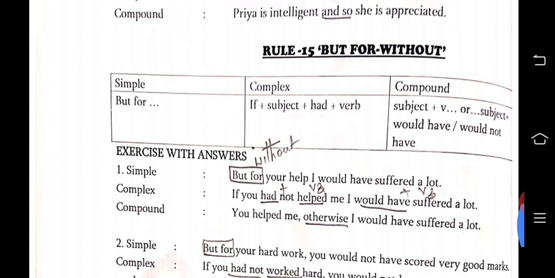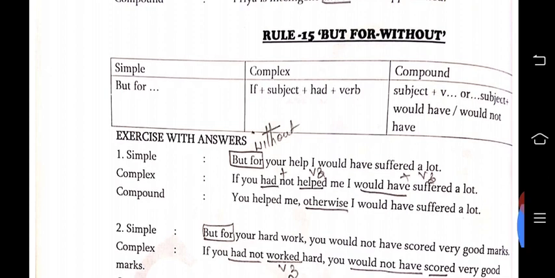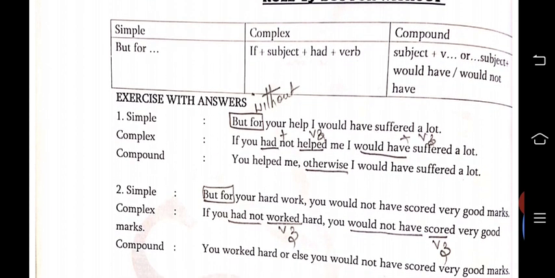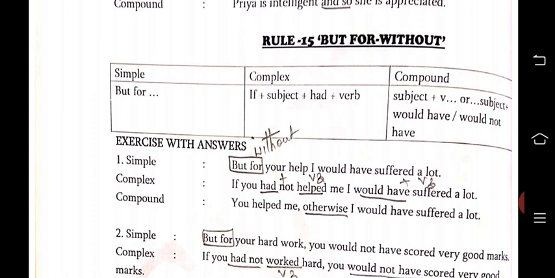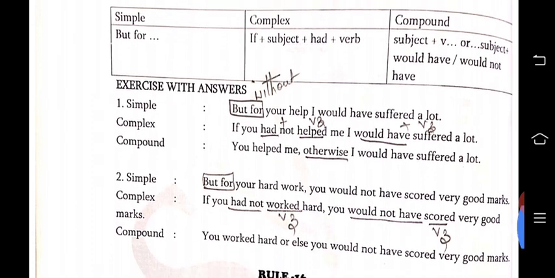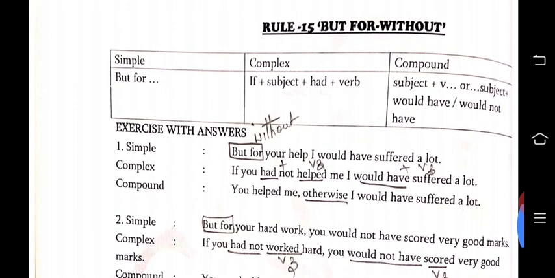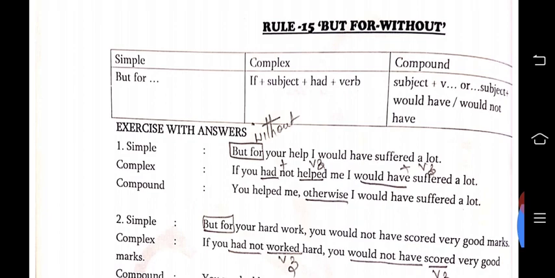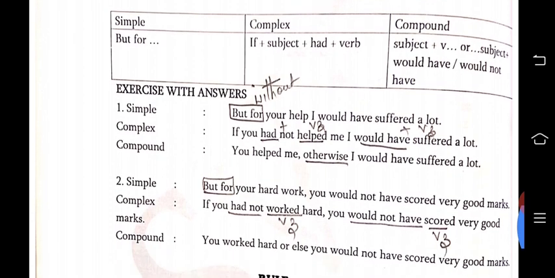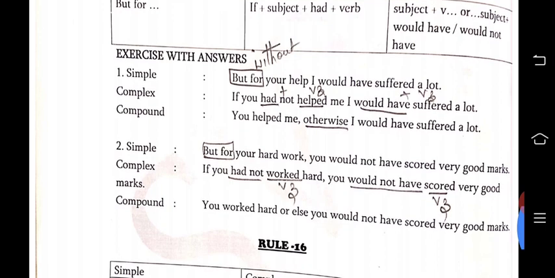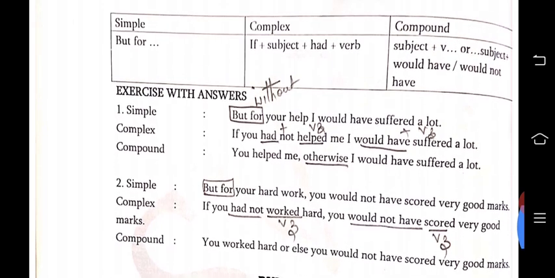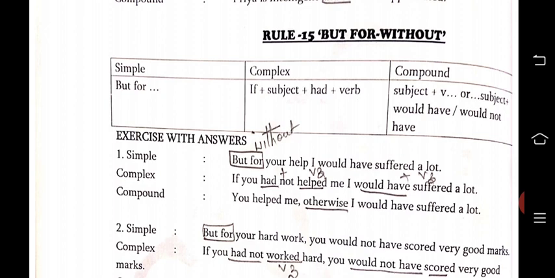And then for writing complex sentences we have to use had plus V3. Okay, because this deals with the condition clause. Got it or not? So third conditional, so had plus V3. If you had not helped me I would have suffered a lot. I already told you this sentence deals with the condition, positive. Okay, yeah. And then compound, you helped me otherwise I would have suffered a lot. For writing compound sentences we have used the conjunction otherwise.